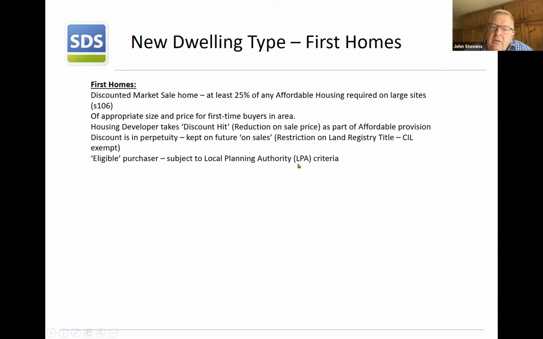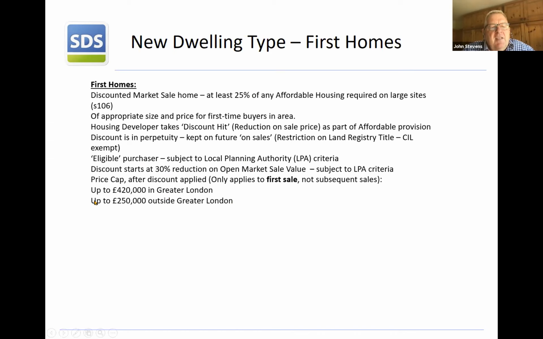There are some government criteria, which I'll show you in a minute, but they can be tweaked by the local planning authority. So the discount starts at 30% reduction on open market sales, but that again can be tweaked by your local planning authority, which I'll show you in a minute. There is currently a price cap after the discount has been applied. It only applies to the first sale, not subsequent sales.